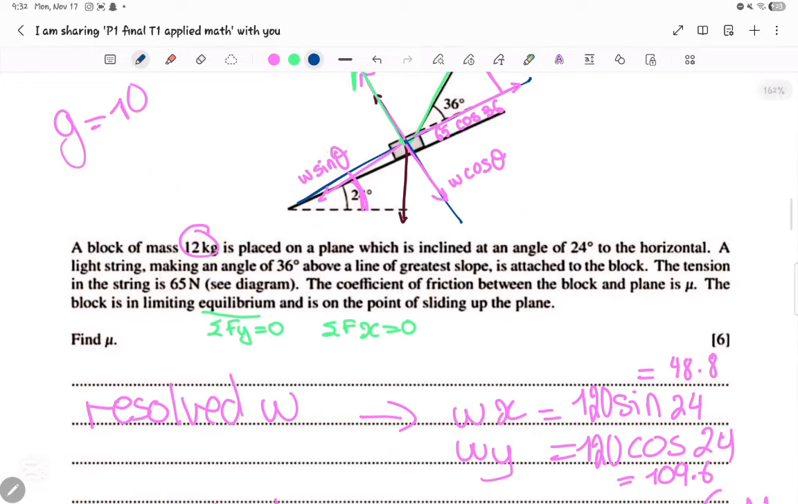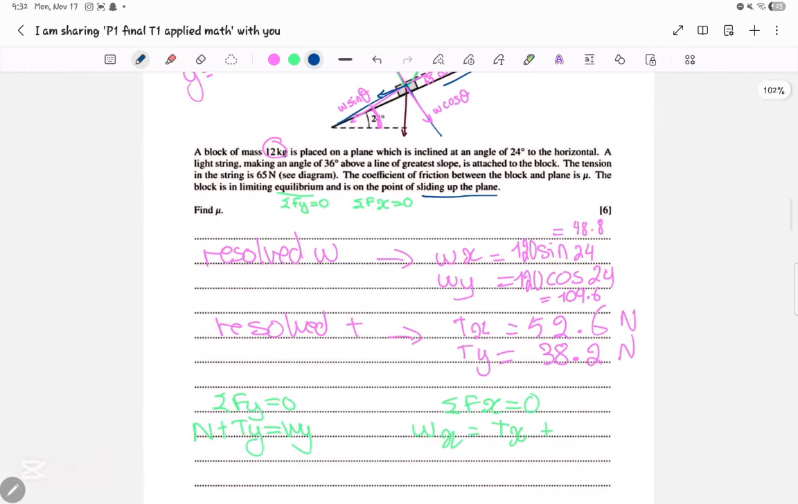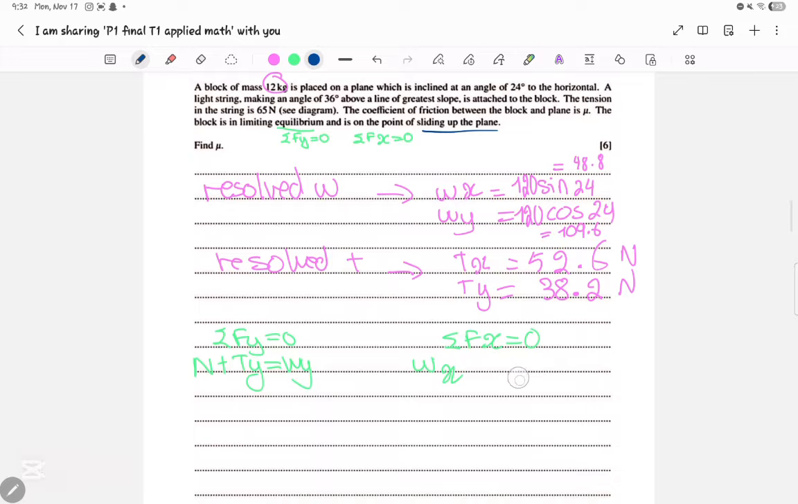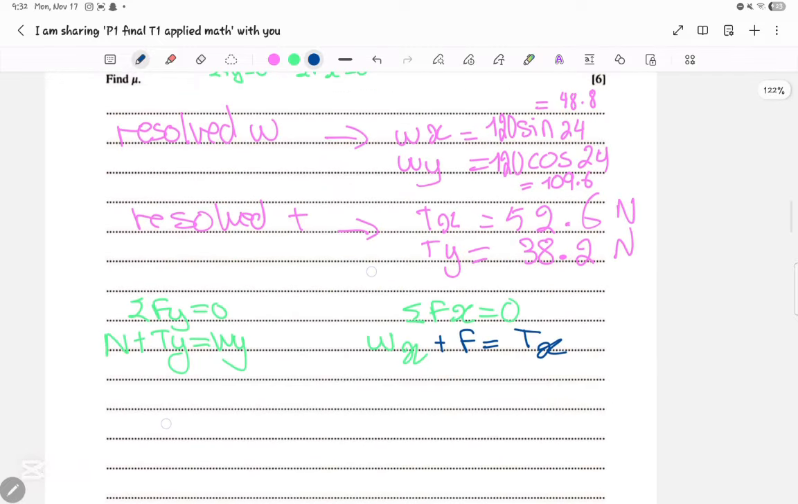Which is the friction. Now they're telling us that it's about to slide up the plane. So if it's sliding up the plane, my friction is gonna be in the other direction, which is downwards. So in fact, it's Wx plus friction, which will give me tension x. My bad.